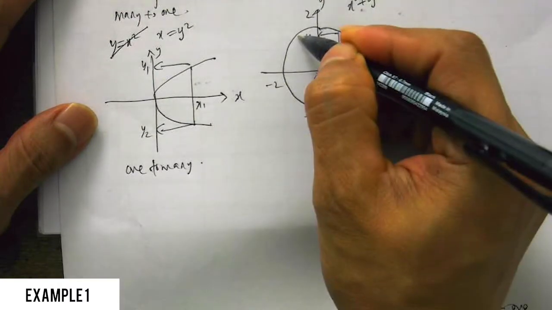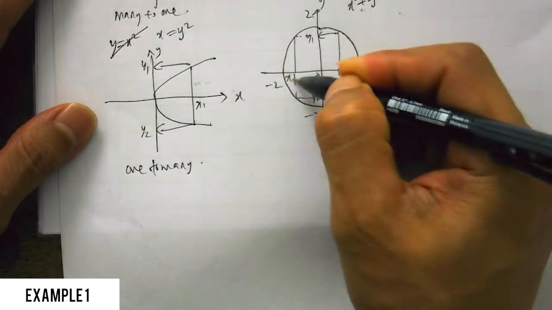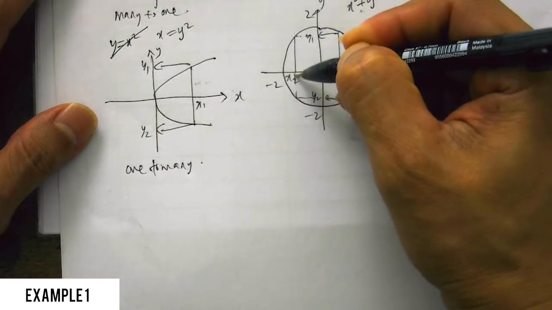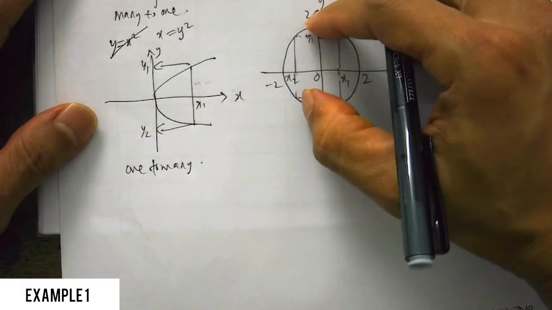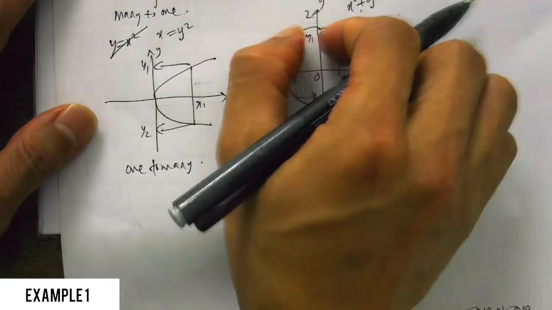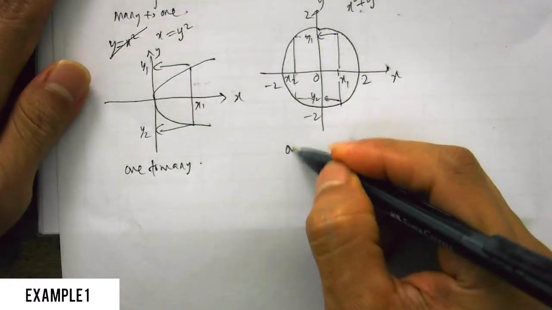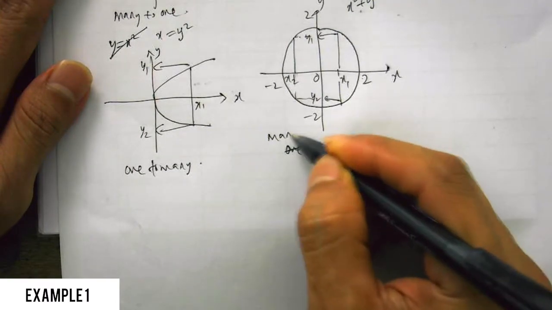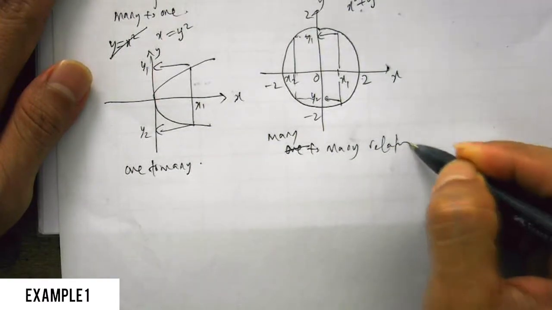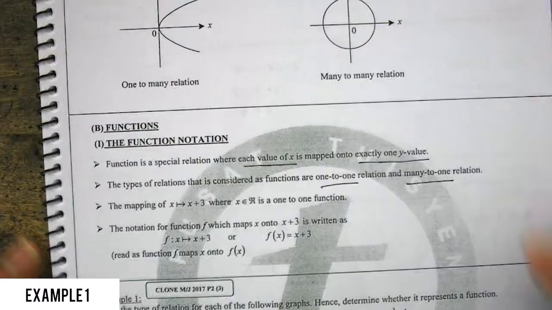Now at the same time, if you move across, there's another x value here. Let's say this is x2, this is x1, right? So this x value also maps onto 2 y values. So it's a one to many. At the same time, it's a many to one, right? So one to many, many to one. So that's why this is a many to many relation. Okay. So now let's talk about the type of function.